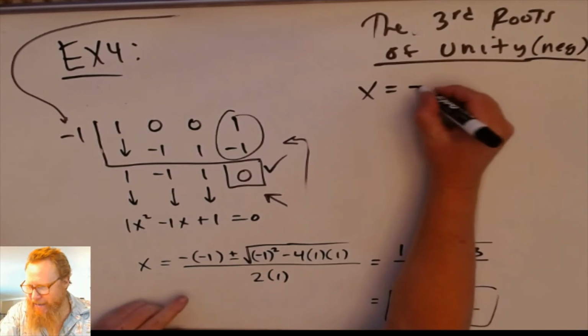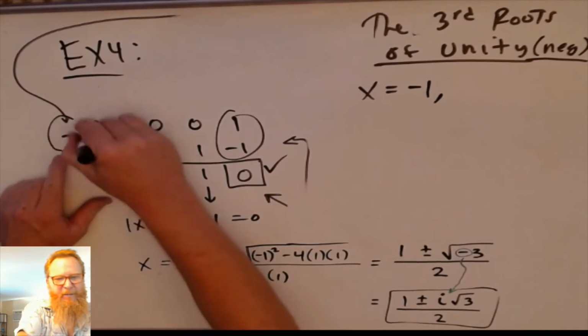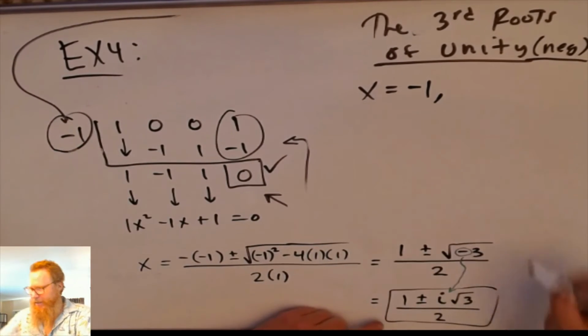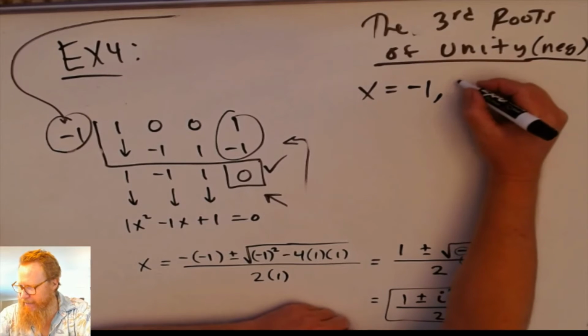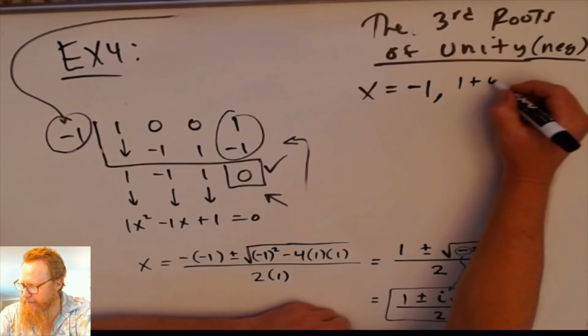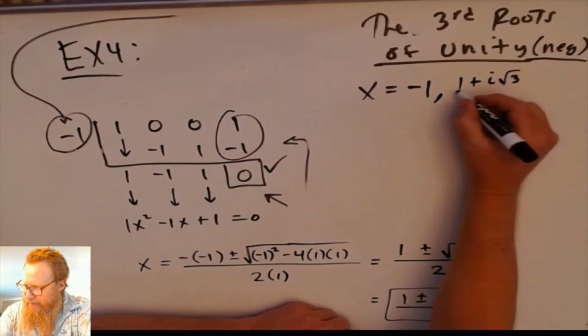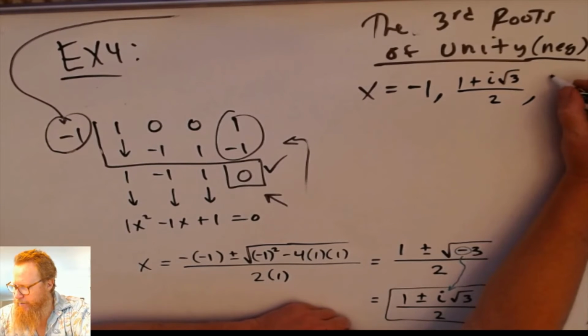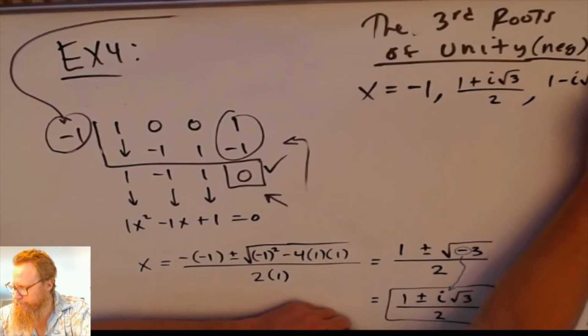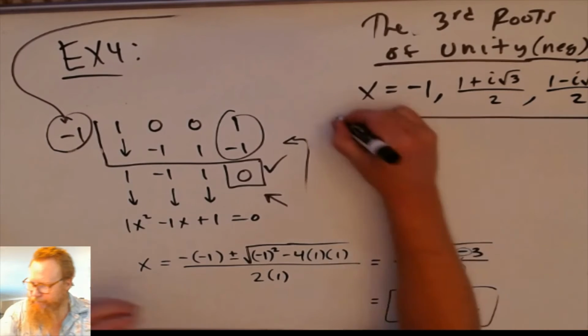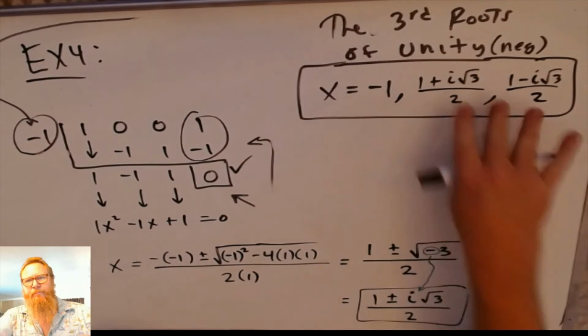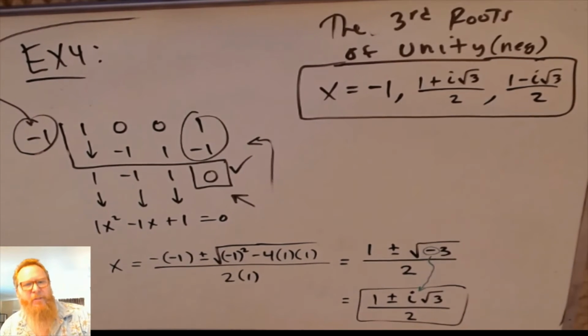So what are they? Negative 1, that was my original one over here, and then these two guys down here. Now those are not very easy. They don't simplify very nicely, so you just put them in like fractions. And there you go. Those are your third roots of negative unity.